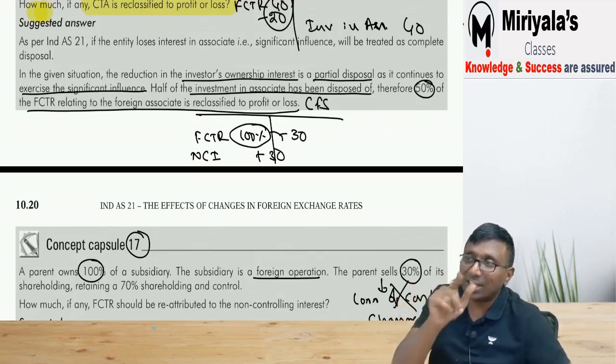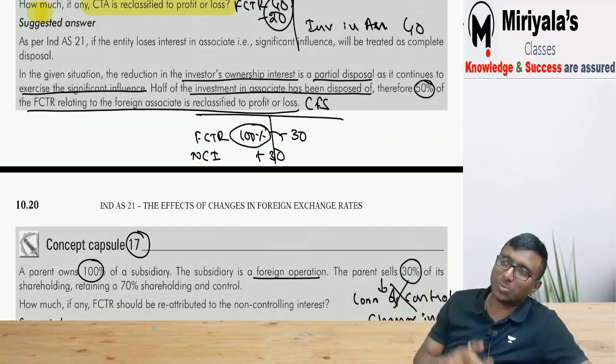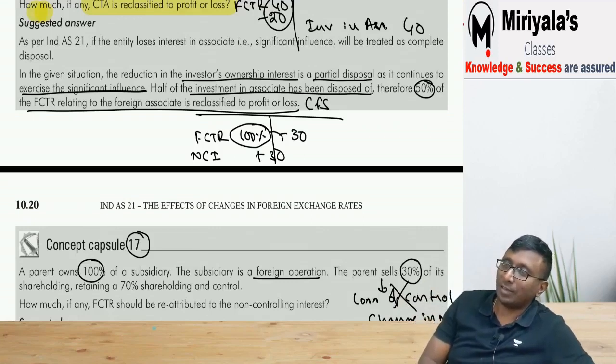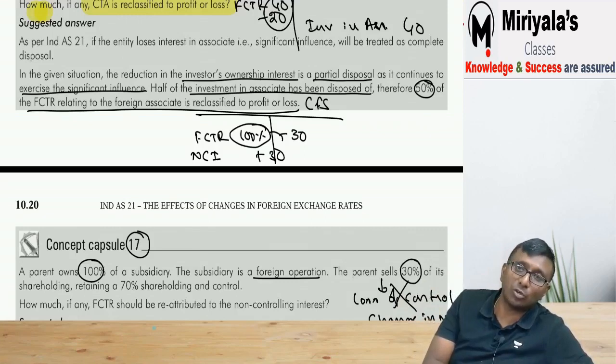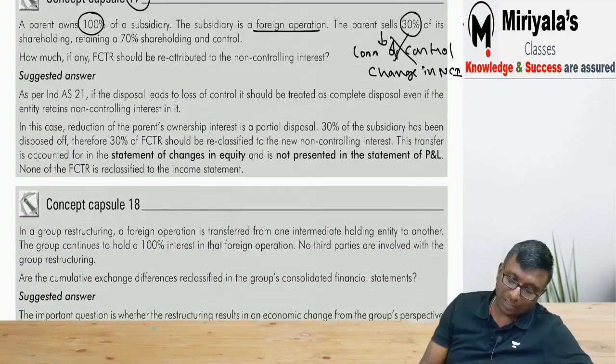No. It is not a loss of control. If it was a loss, you should have transferred it to P&L. But it is not a loss of control. It is a change in the NCI. NCI is equal to 0 earlier. Now it is becoming 30. The same point was discussed under where? In Ind AS 110 the discussion is done. Look once.